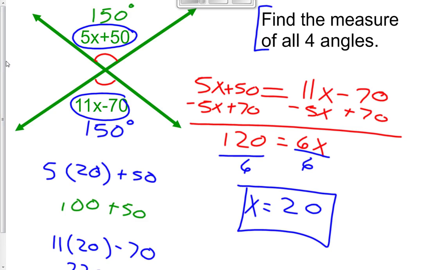So how in the world am I going to find the measure of this angle and this angle? Well, they form a linear pair with 150 degrees, right? So that means it's supplementary. This angle has to be 30 degrees, and then vertical angles are congruent, so that one has to be 30 degrees as well. Or these two form a linear pair, so they have to be supplementary. These two form a linear pair, so they have to be supplementary. So there are several different ways that you could find the answers for those ones.